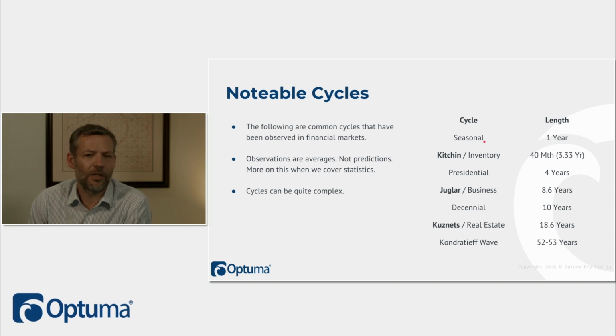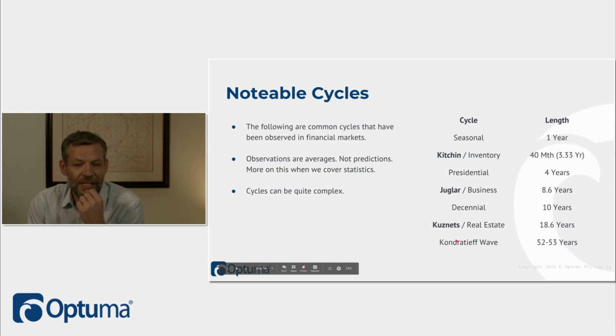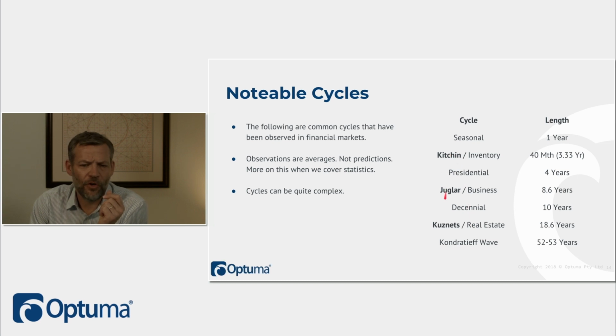Obviously the seasonal cycle is 1 year. The presidential cycle is a common one, 4 years. The business cycle, the decennial cycle, and the Kondratieff wave is another one. This is the long economic cycle. We'll talk a little bit more about that. The ones in bold are new ones that were added in the text in 2019.